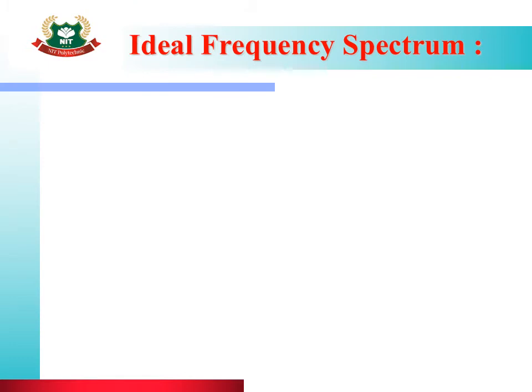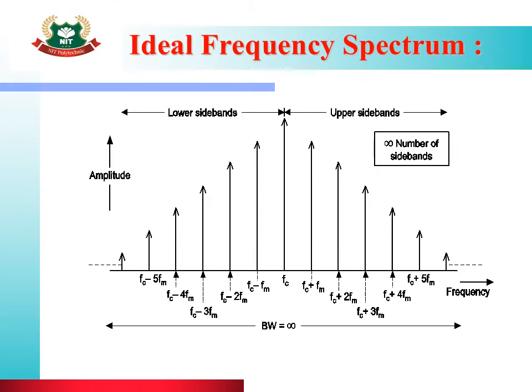So what is the ideal frequency spectrum of the FM wave? This is the ideal frequency spectrum of the FM wave. It consists of a number of frequency bands from the higher level towards the lower level. The frequencies from fc minus fm down through the n-th frequency are called the lower sideband, and the frequencies starting from fc plus fm up to infinity are called the upper sideband.